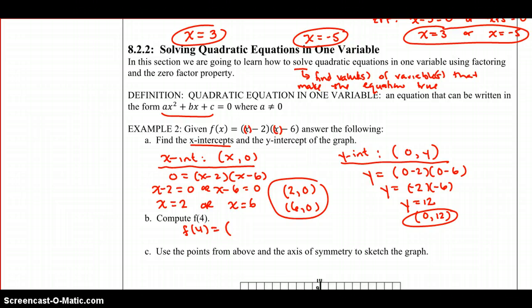Alright, so example 4, we're given a function and we're asked to find which values of x will give us a 6. So we want to know, again on the graph, what inputs will give us an output of 6. So we need to solve. We want to know where that output is equal to 6, so we want to solve this equation.